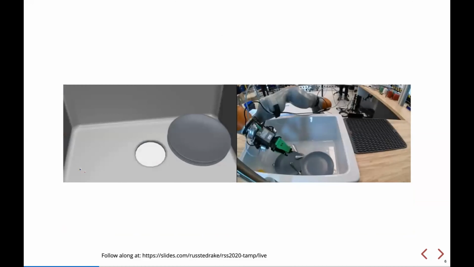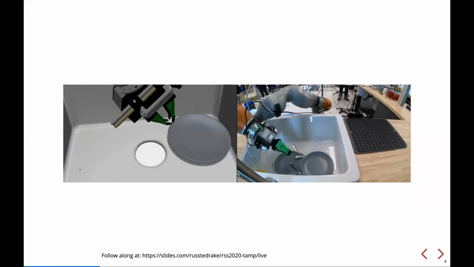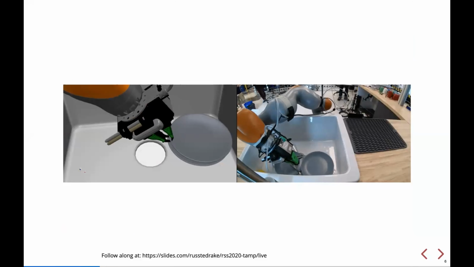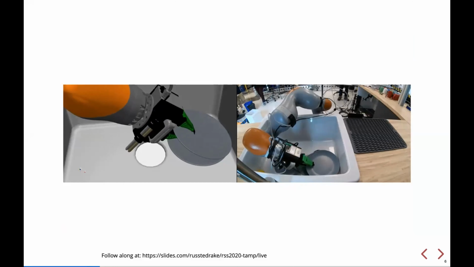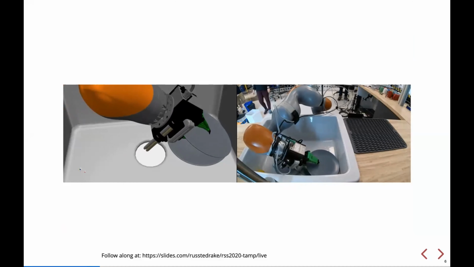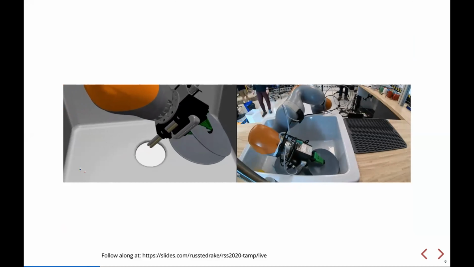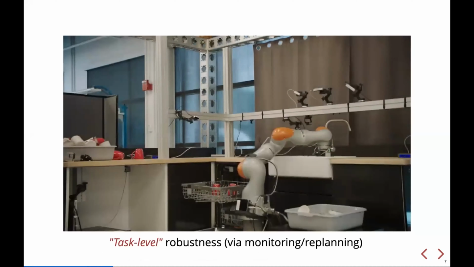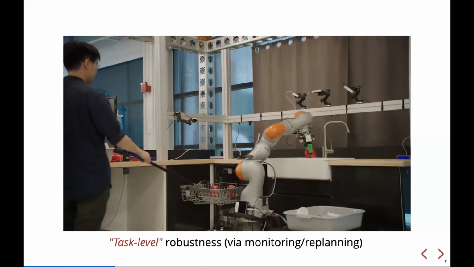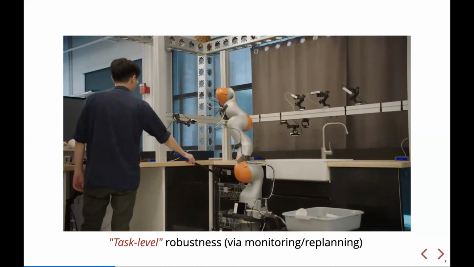My favorite little primitive in the middle there is actually, it's a fairly nuanced task to pick up the plates very reliably. And I'm going to talk a little bit more about how we have to do that control and the implications maybe in the context of task and motion planning in a minute here. Okay, so there is task level robustness going on up there.